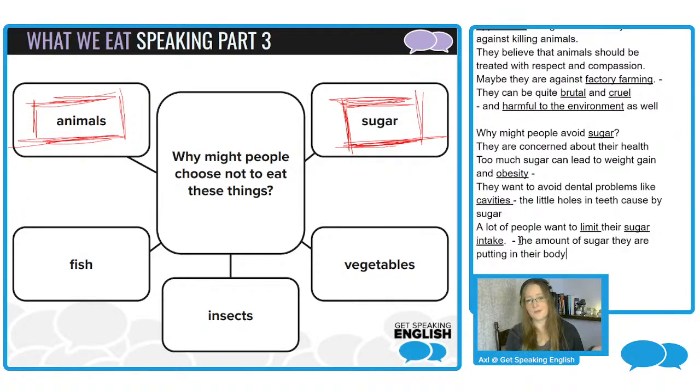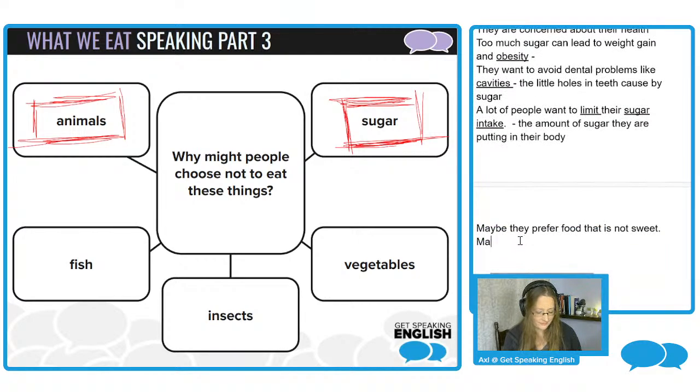Yeah, they could also, yeah, that's true. Maybe they prefer food that's not sweet. That's definitely true. Maybe they even prefer, you know, bitter coffee, for example. Yeah, definitely. There are people like that for sure. Maybe they're just trying to cut back on it. So to reduce the amount, right? Yeah, definitely.